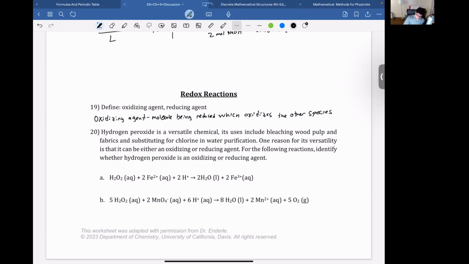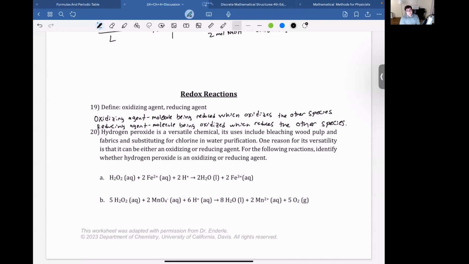Similarly, the reducing agent is the molecule being oxidized, which reduces the other species. So it's what it's doing to something else, not what's happening to it, but they are related to one another.